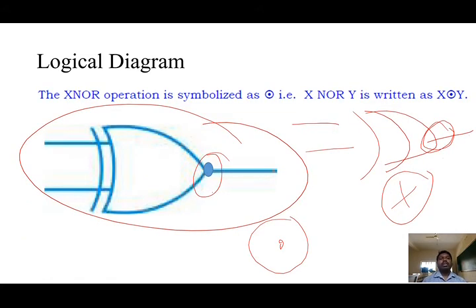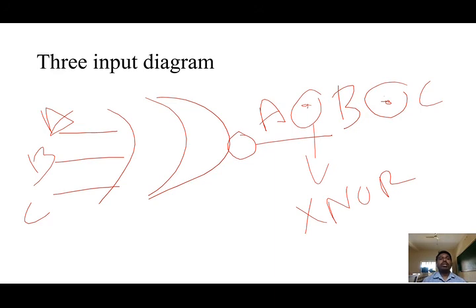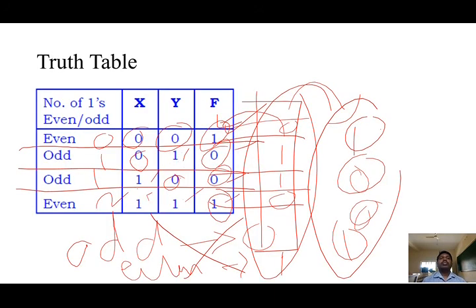And we studied the logic diagram of the XNOR gate. Along with the XOR gate, if we add a small bubble at the output place, then it will become an XNOR gate. This is a 3 input XNOR gate. Next, the truth table for 2 input signals: 0 0 1, 0 1 0, 1 0 0, 1 1 1.